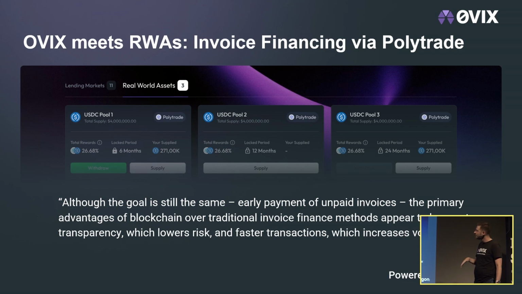And basically, as you can see, these invoices produce very large yields, but the most important thing is that they are real yields.